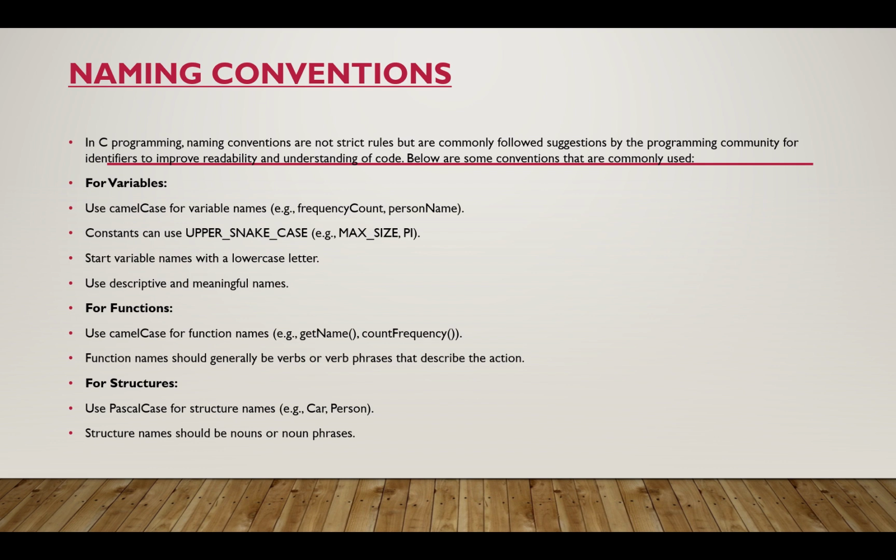Use camel case for variable names. Example: frequencyCount, personName, etc. Constants can be in upper snake case. Start variable names with a lowercase letter. Use descriptive and meaningful names for functions. Use camel case for function names, and function names should generally be verbs or verb phrases that describe the action. For structures, use Pascal case for structure names. Example: Car, Person. Structure names should be nouns or noun phrases.